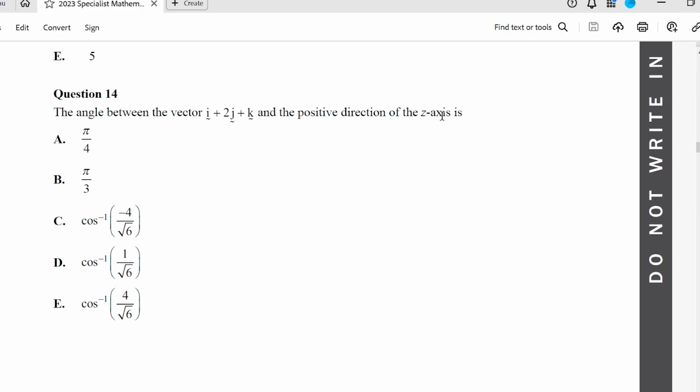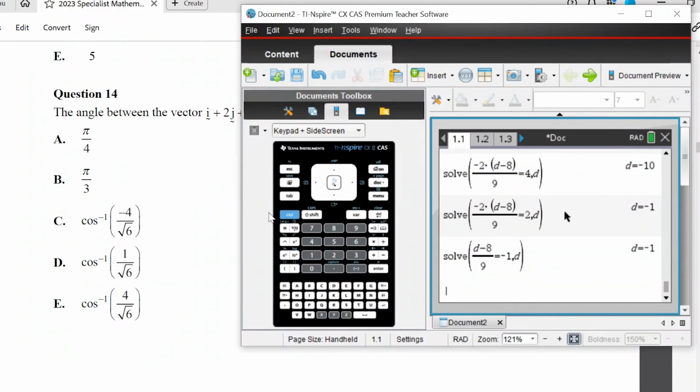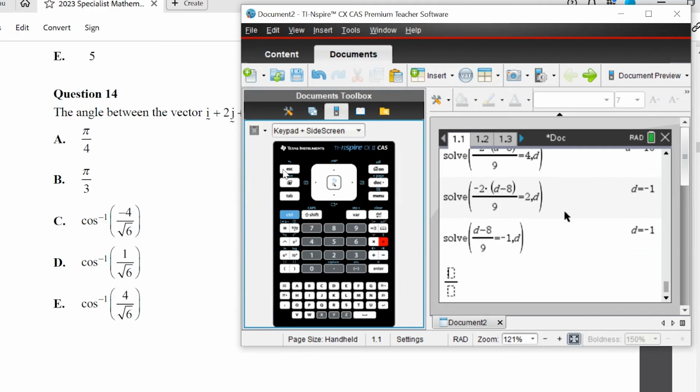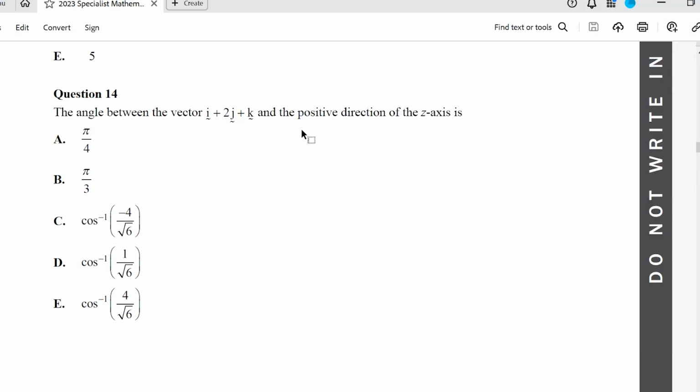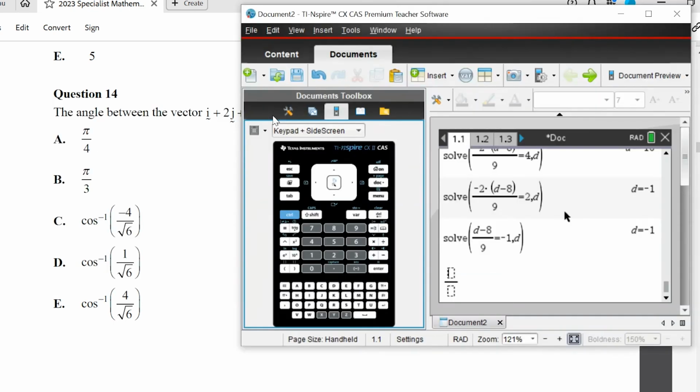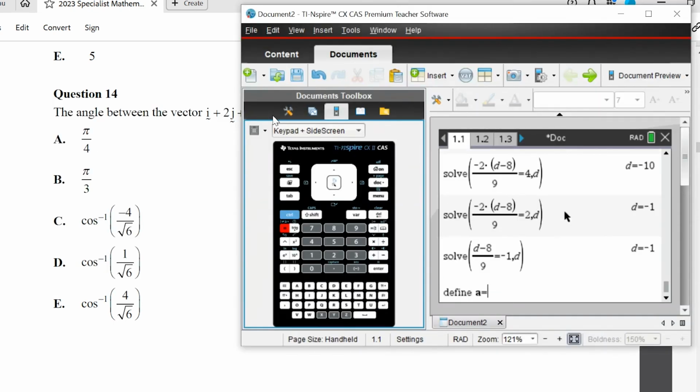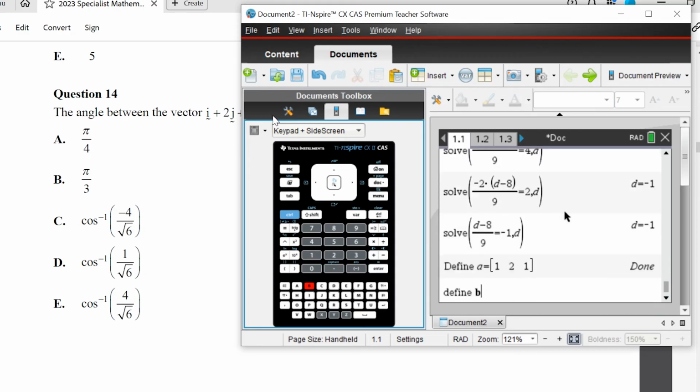So there's a few ways to do this one. What I would think is just take a vector that's like 1k and do your scalar resolute formula. So the cosine would be a dot b over norm of a, norm of b. So here a is going to be 1, 2, 1. And b is going to be 0, 0, 1.